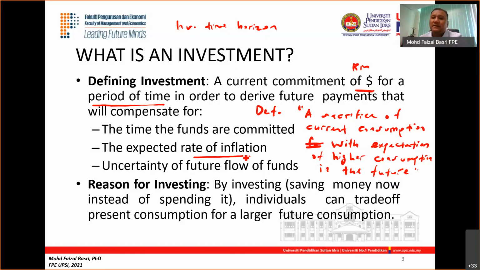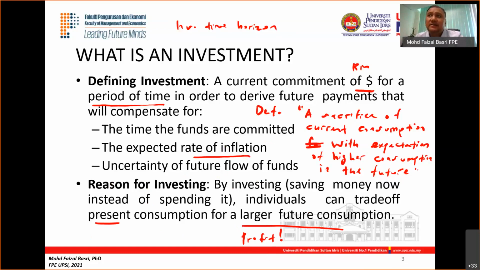Okay, so why do people invest, either individuals or companies? Basically, it is to trade off present consumption for a larger future consumption. It is all about profit. So this is the main reason, profit. People invest to get profit.